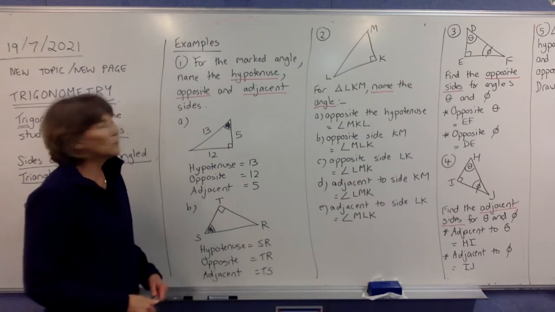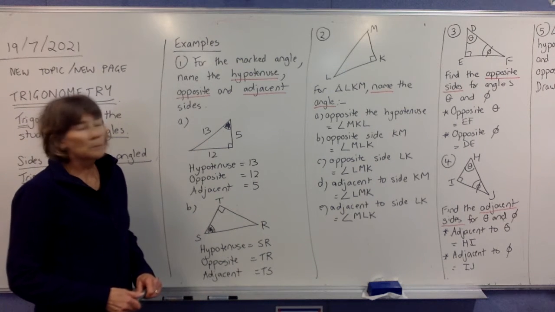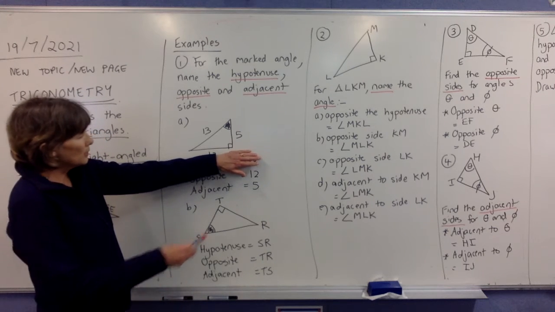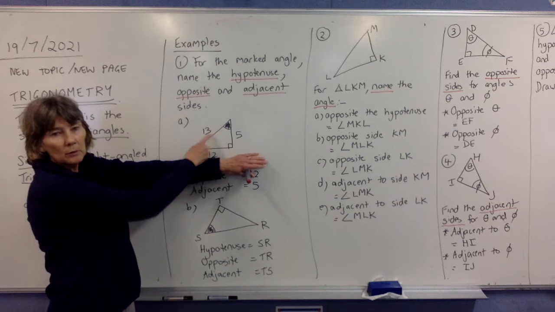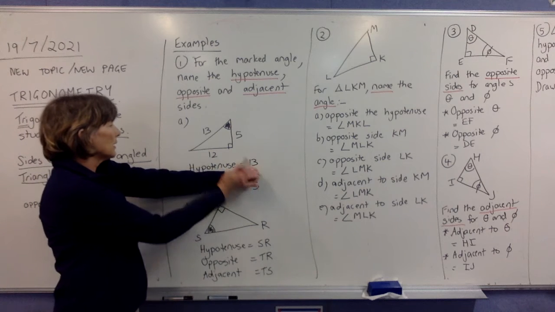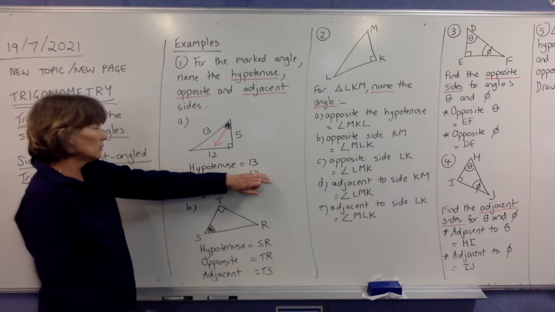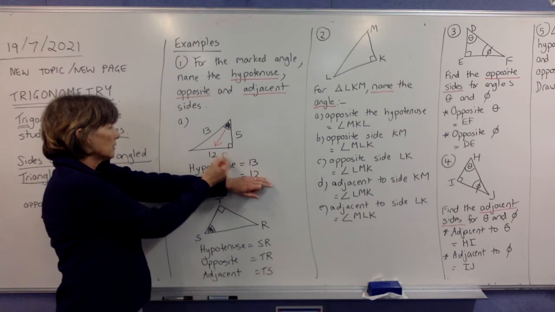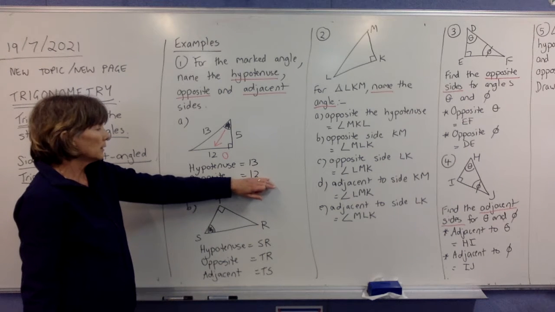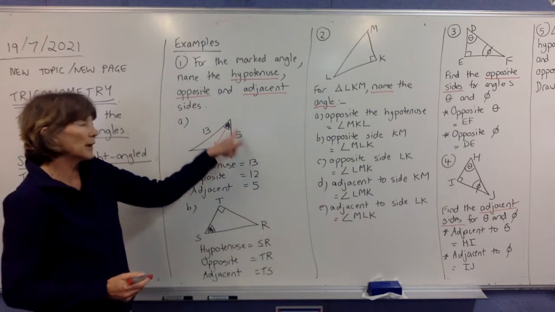So in this first one, for the marked angle, which is the one I've coloured in, we're going to name the hypotenuse, opposite and adjacent sides. So in this one here, the hypotenuse we know is opposite the right angle, so 13 is our hypotenuse. Then when we do our opposite side, we go opposite that marked angle, and that will be your opposite side. I'm just going to write an O there for opposite. So the opposite side says 12. Now the side you haven't used yet, the 5, that's the adjacent side, and it's next to your angle.